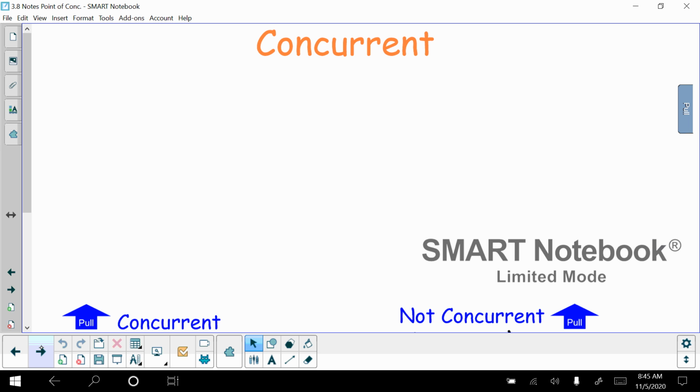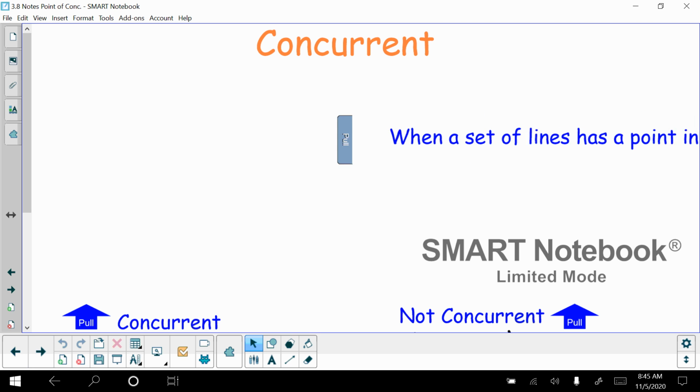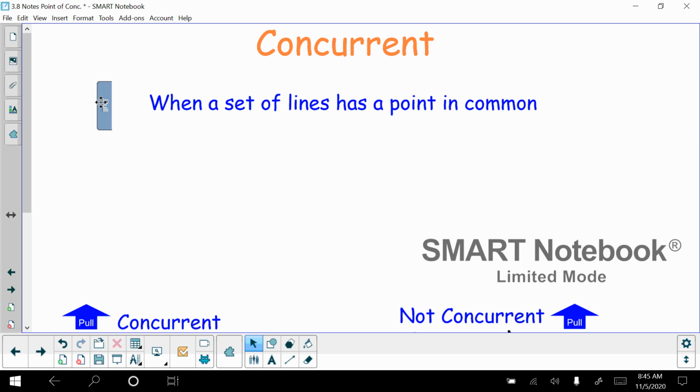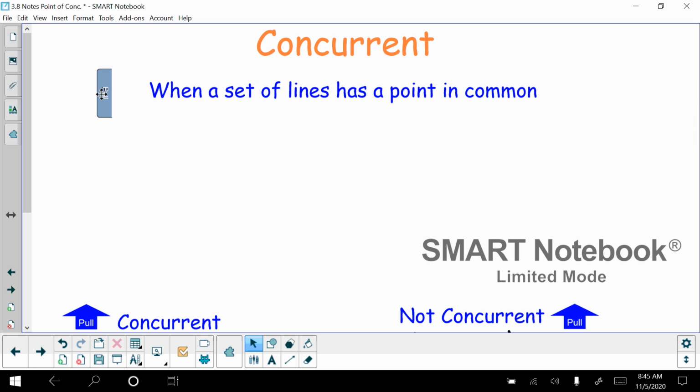So concurrent, what does that mean? To be concurrent is when a set of lines has one point in common. This is going to be the topic of our whole investigation of this section, points of concurrency. So the word concurrent means when 3 or more lines have a point in common.